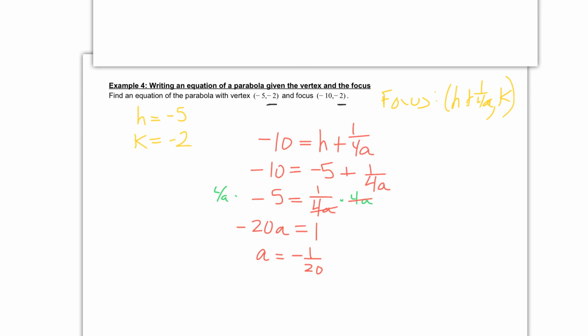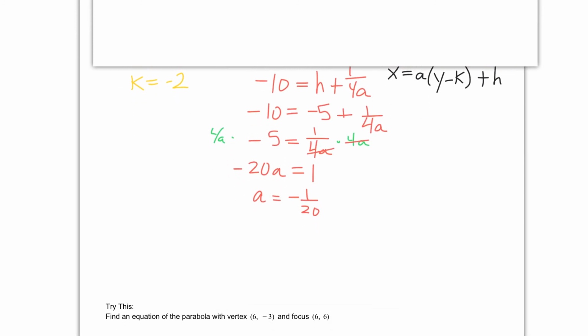Now that I have my a value, my h value, and my k value, I can plug it into my general formula. Remember, my general formula for my x equals parabola is x equals a times y minus k squared plus h. So my answer to my problem is going to be x equals my a value, which is -1/20, times y minus my k value. Since k is -2, subtracting a negative will make this a +2 squared. And then plus my h value, since h is negative, it's going to be a -5.